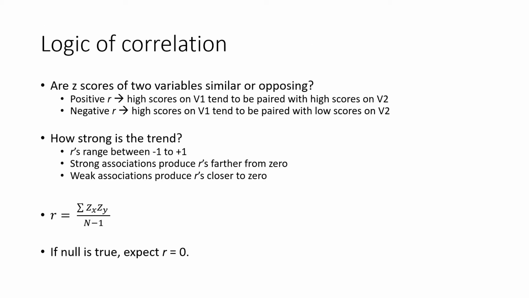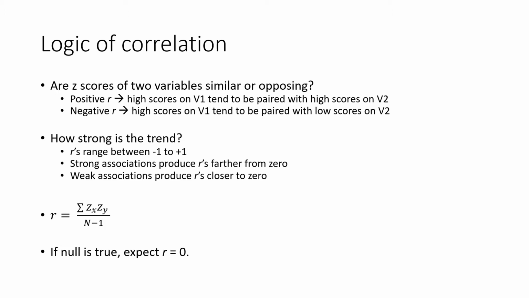Now, the logic of correlation, it really comes down to z-scores. As I alluded to before, if one variable tends to be above average and the other one tends to be above average, then they're both going to have positive z-scores, and then you're going to get a positive r. If one variable tends to be above average and the other tends to be below average, then you're going to get a negative r. If there's really no pattern, if one is above average and it doesn't allow you to reliably predict whether the other one is above or below average, then you should get an r close to 0.